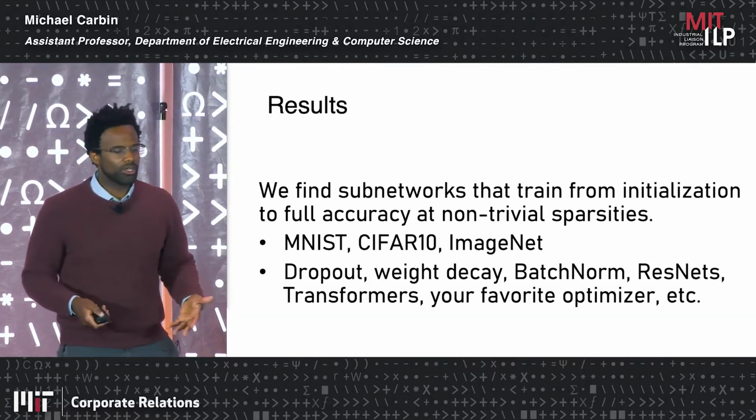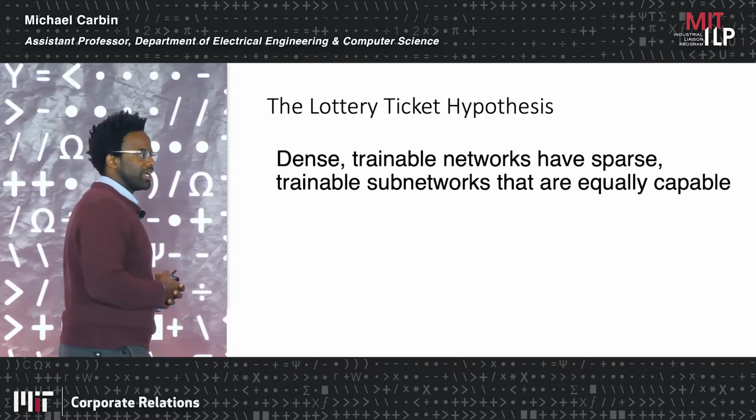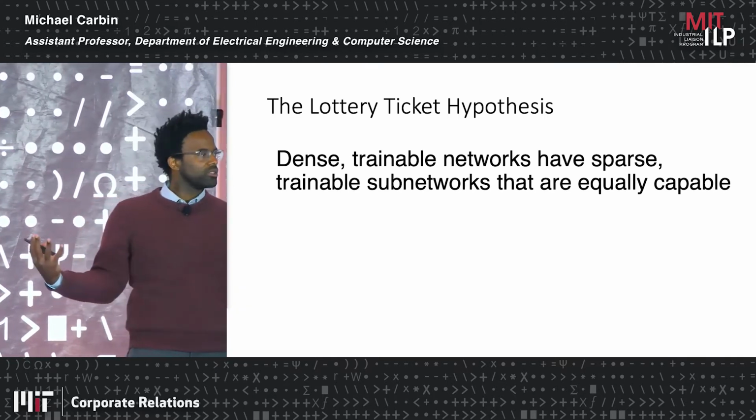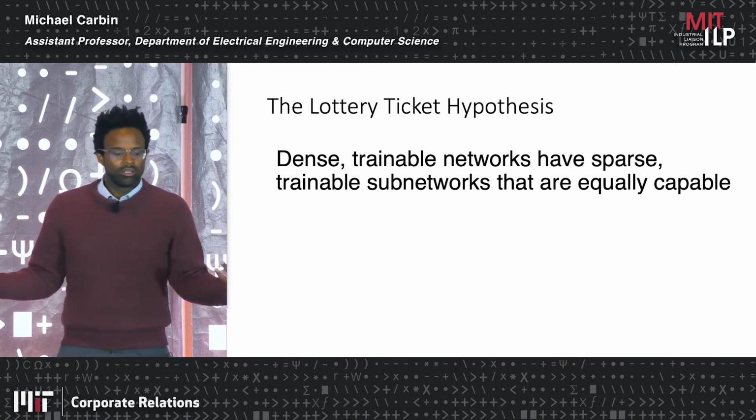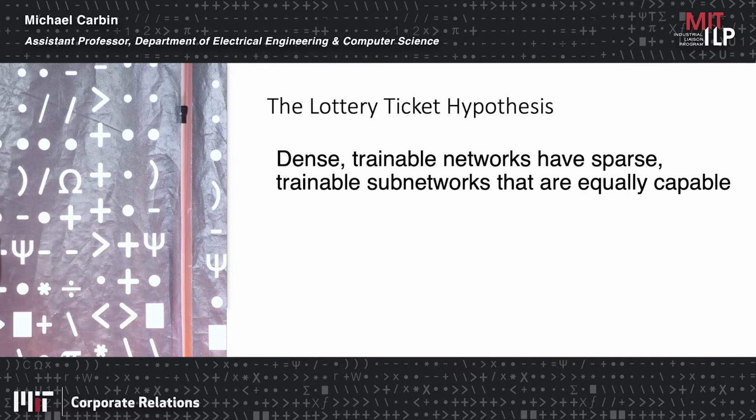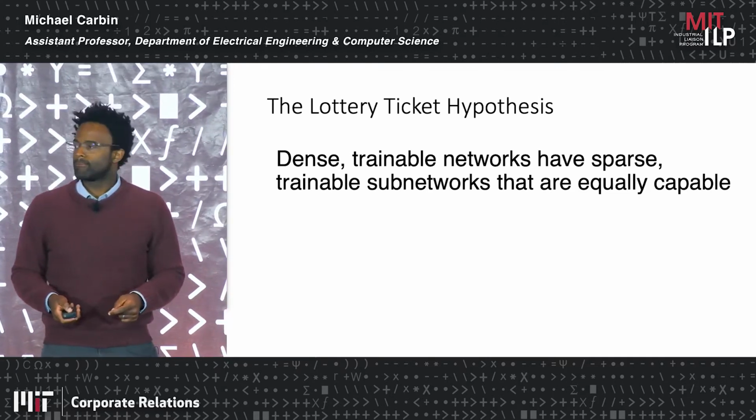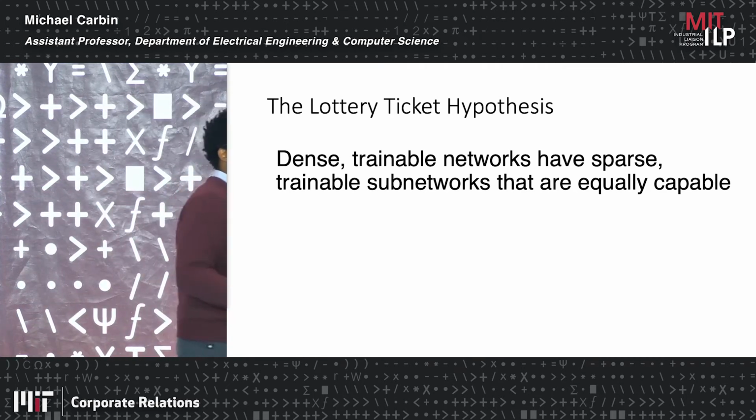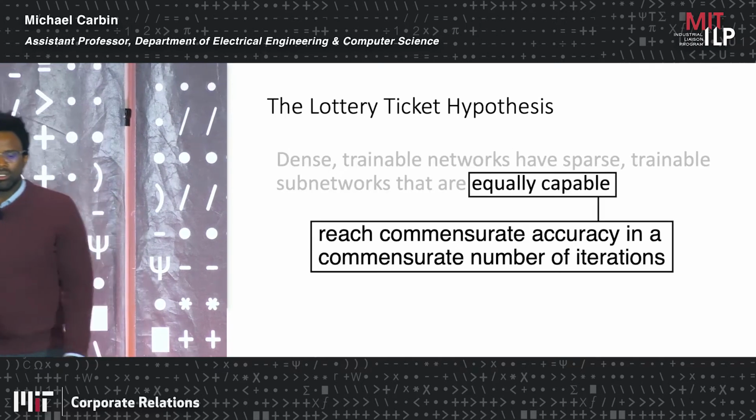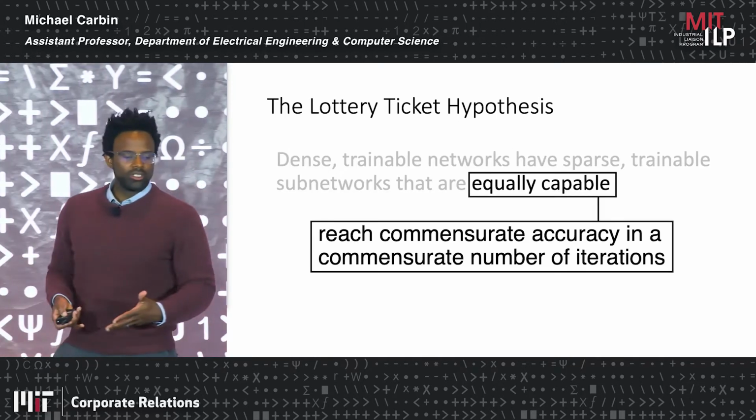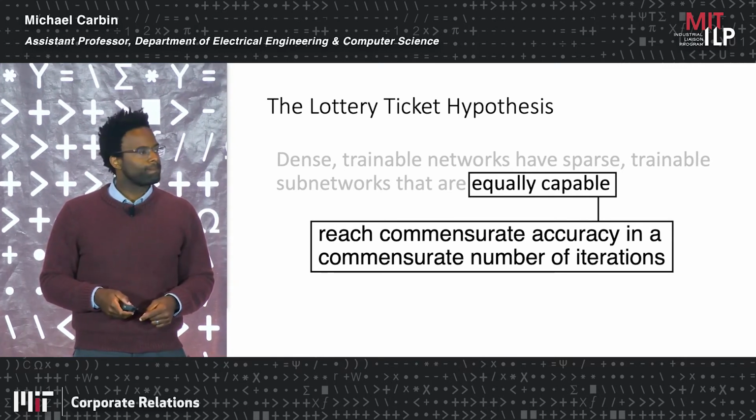So now, these results give us the statement of the lottery ticket hypothesis, which is that dense trainable networks, these networks that we use, are essentially fully saturated. They have sparse, trainable subnetworks that are equally capable. And what this means is they have fewer weights. These weights are typically sparsely connected in their structure, and they reach the same accuracy in the same number of iterations as that original model.